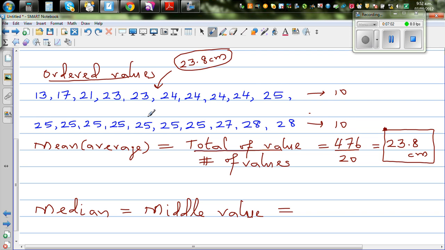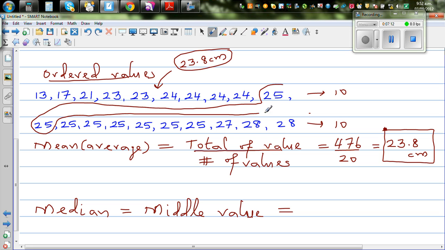So the middle would be the average of these two. These are the two middle values. Let me draw, I hope you can see. These are the middle values: 25 and 25, because you've got 9 to the left, 1, 2, 3, 4, 5, 6, 7, 8, 9, and 9 to the right, 1, 2, 3, 4, 5, 6, 7, 8, 9. So the middle value would be the average of these two. When you have an even number of values, you will have two values in the middle.